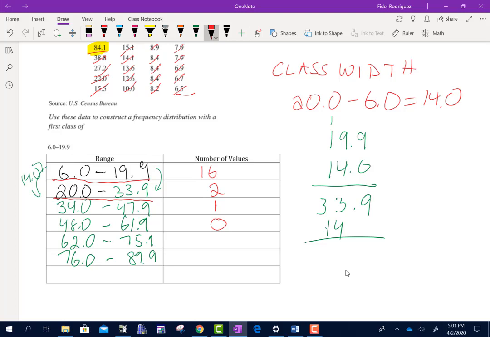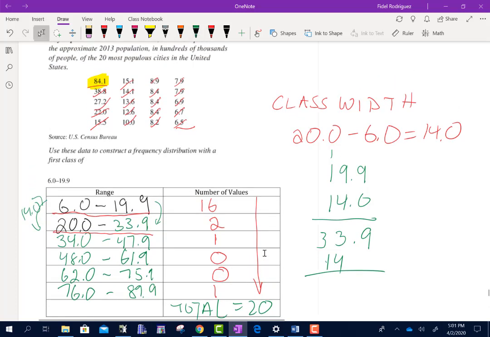Again, I don't have any numbers between 62 and 75.9, so that's going to be a 0. And then we have one number here, right? So guys, one thing we could do to make sure that we're doing this right, we could take these numbers here, and if we were to add them all up, 16 and 2 is 18, 19. There would be a total, I'll write it in green. So the total would be 20, right? And if I scroll up here, it tells me that this was the total of 20, right?